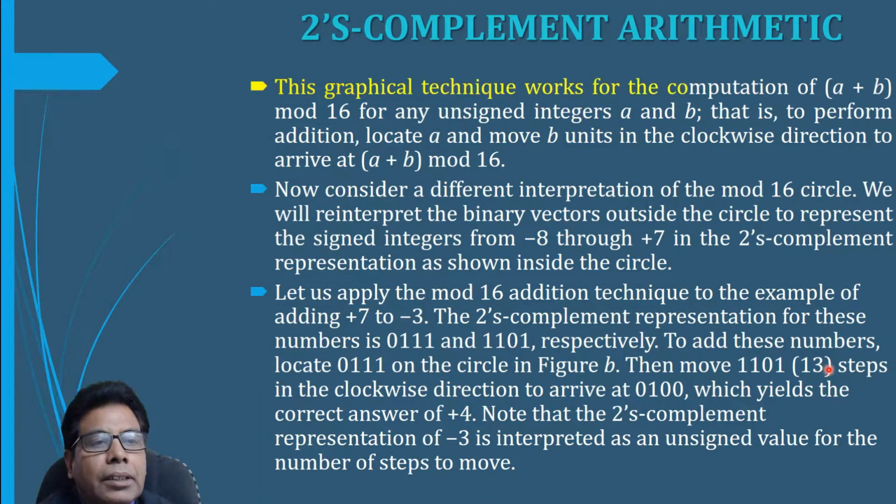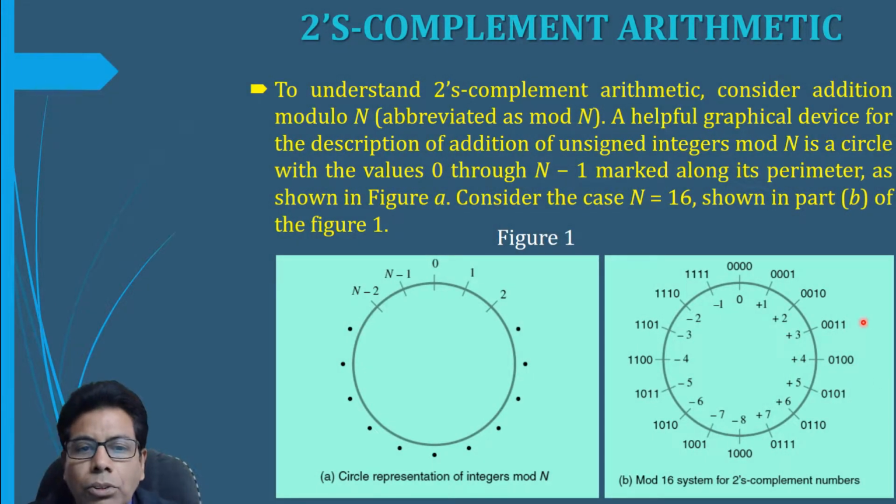Let us see how we can. This graphical technique works for the computation of a plus b mod 16 for any unsigned integers a and b, that is to perform addition. Locate a and move b units in the clockwise direction to arrive at a plus b mod 16. So if you want to add two numbers, just locate the first number. Suppose you want to add 7 and 5. Now this is 7, so you move clockwise 1, 2, 3, 4, 5. That will give you the answer. 7 plus 5 is 1100, that is 12.